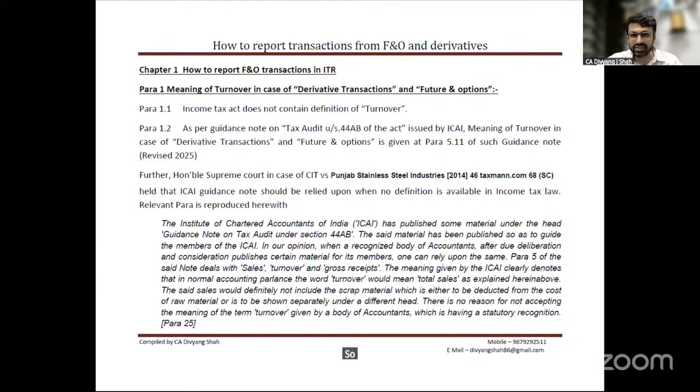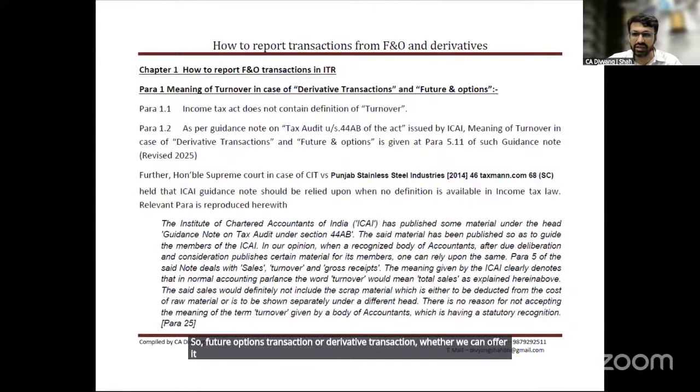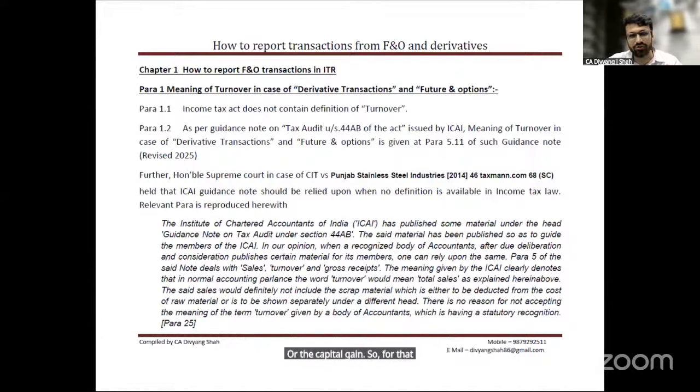So for futures and options or derivative transactions, can we offer it as business income or capital gain? Most people are offering it as business income, because for entering into futures and options, no investment is there. In futures and options, we are not taking delivery of any particular shares, options, or the underlying assets for which we have entered into futures or options. So most people are treating it as business.